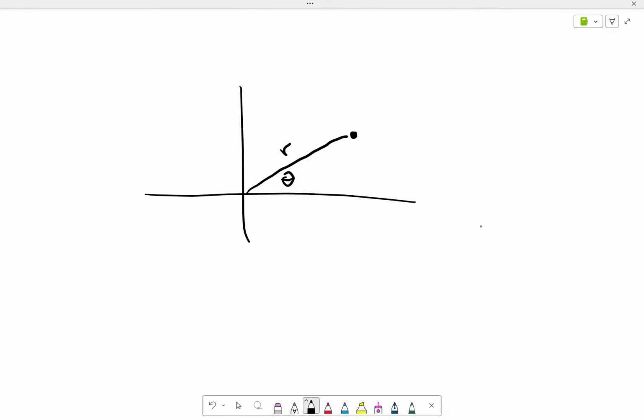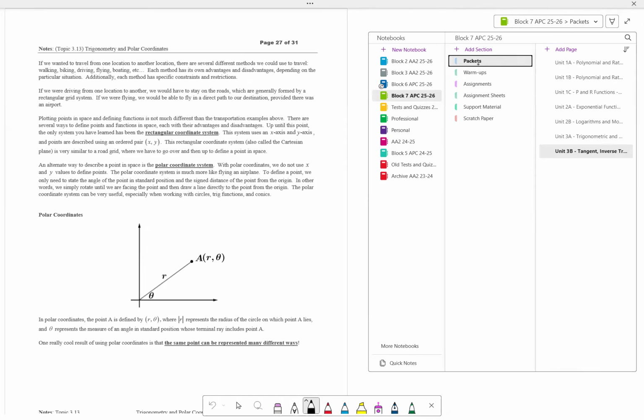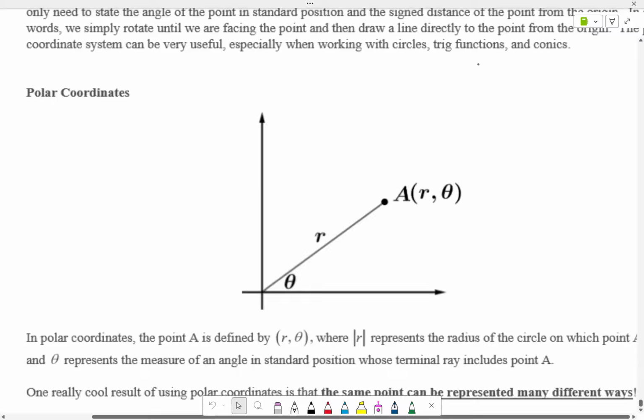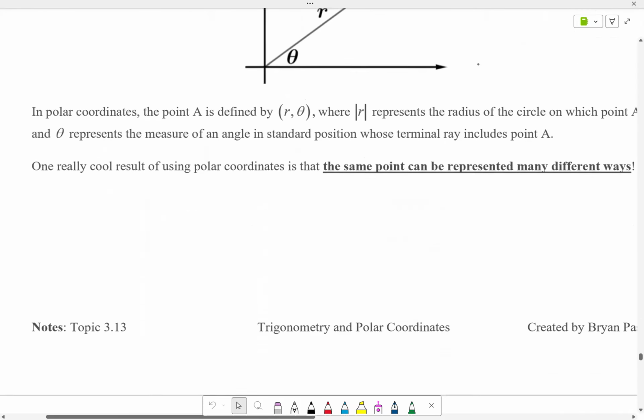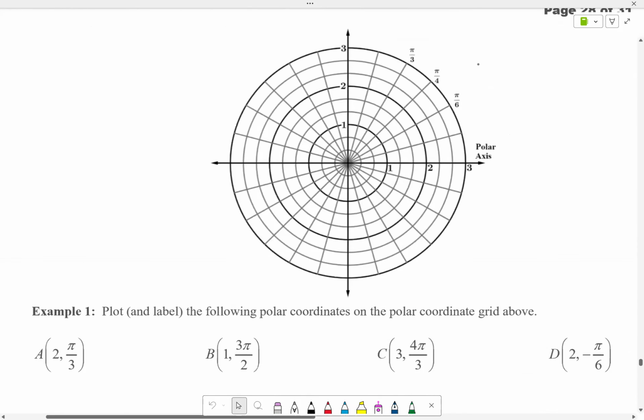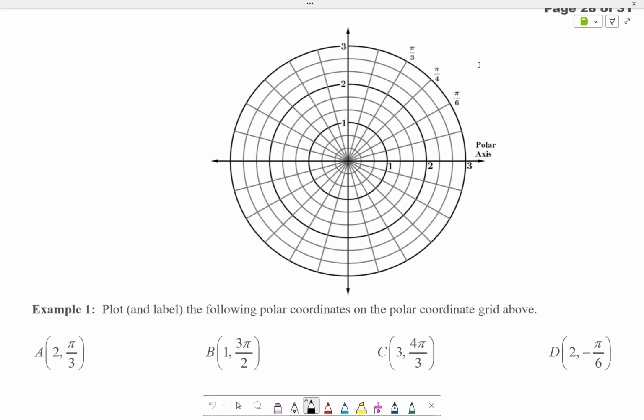Okay, so let's go to the actual packet today. We get to that point with R and theta. Notice the ordered pair is no longer X and Y, it's R comma theta. R just represents the distance from the origin. We'll talk about that in a moment. You don't have to read all of that. What I want you and your neighbor to do, with what you know already, is see if you can graph these 4 points.